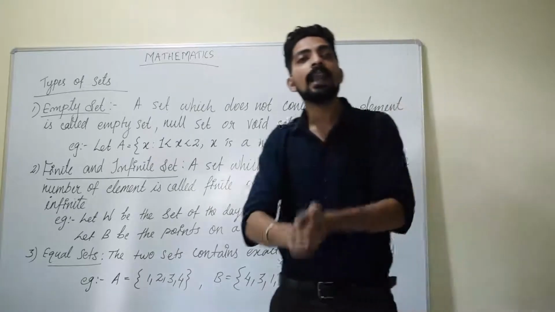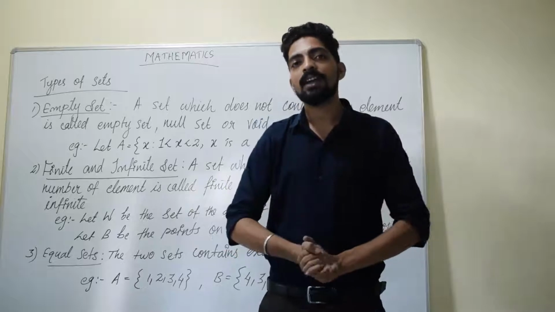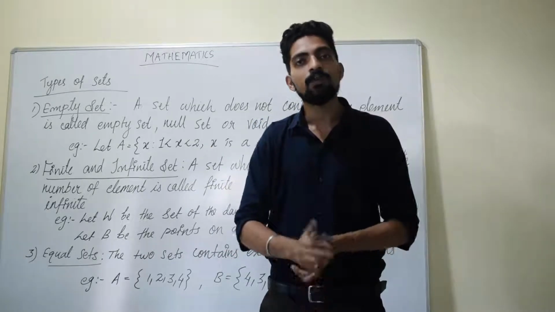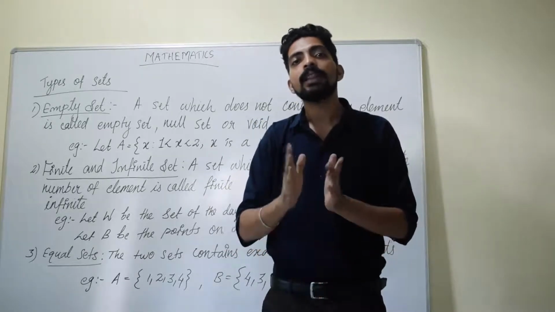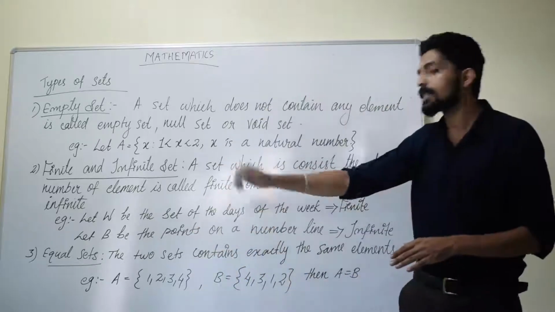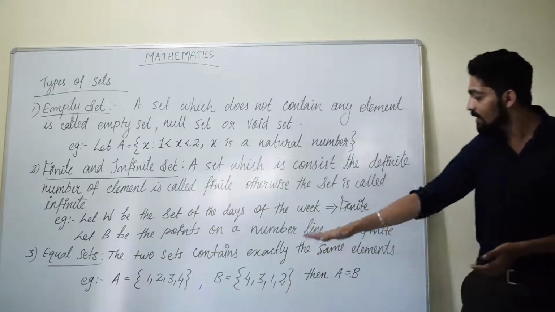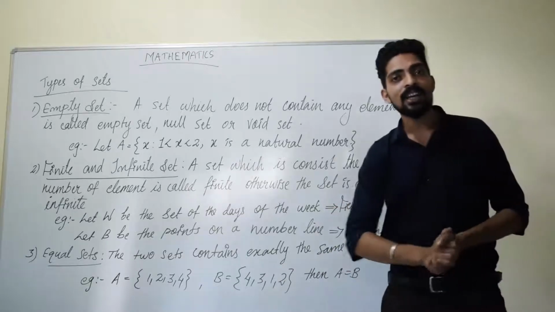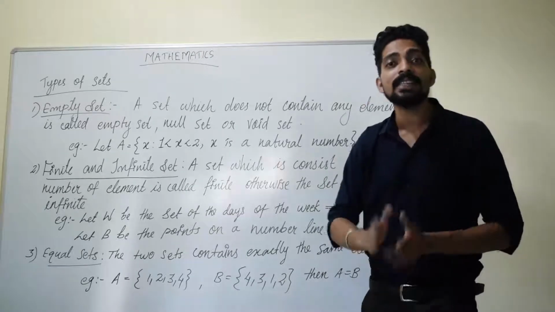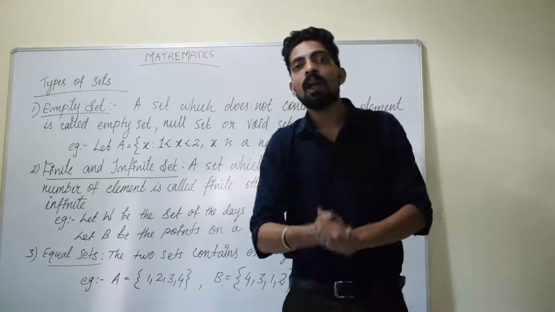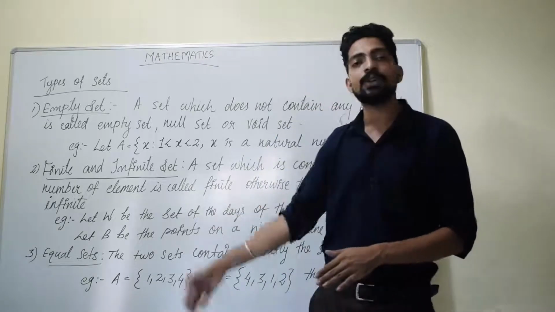Then the last one is equal sets. You know what equal means. The definition is: two sets are equal if they contain exactly the same elements. A simple example follows.